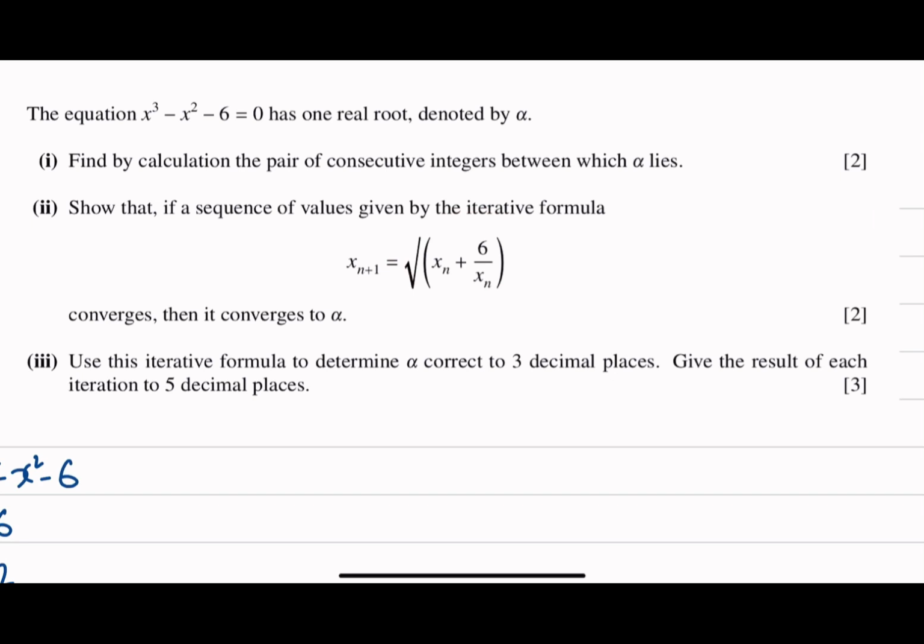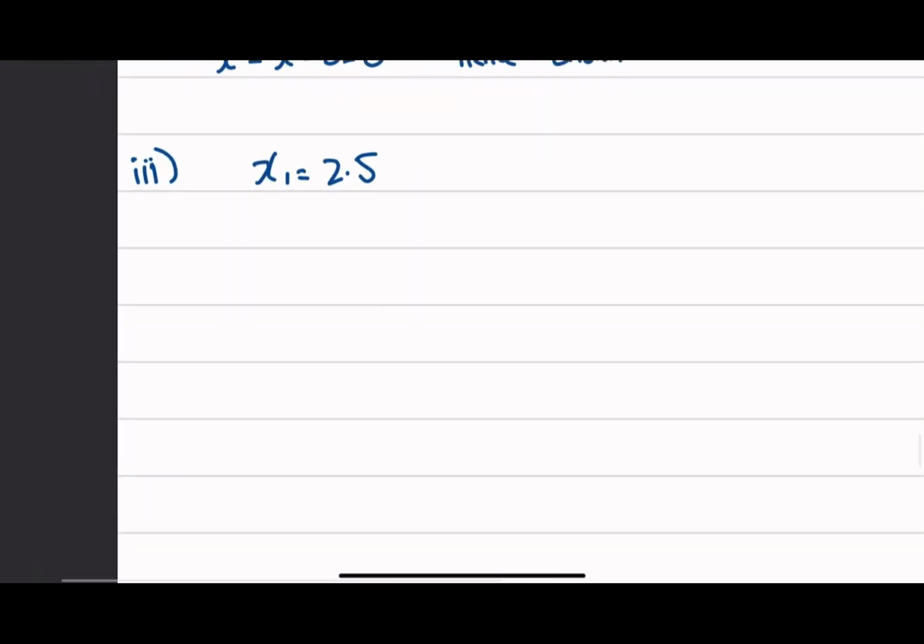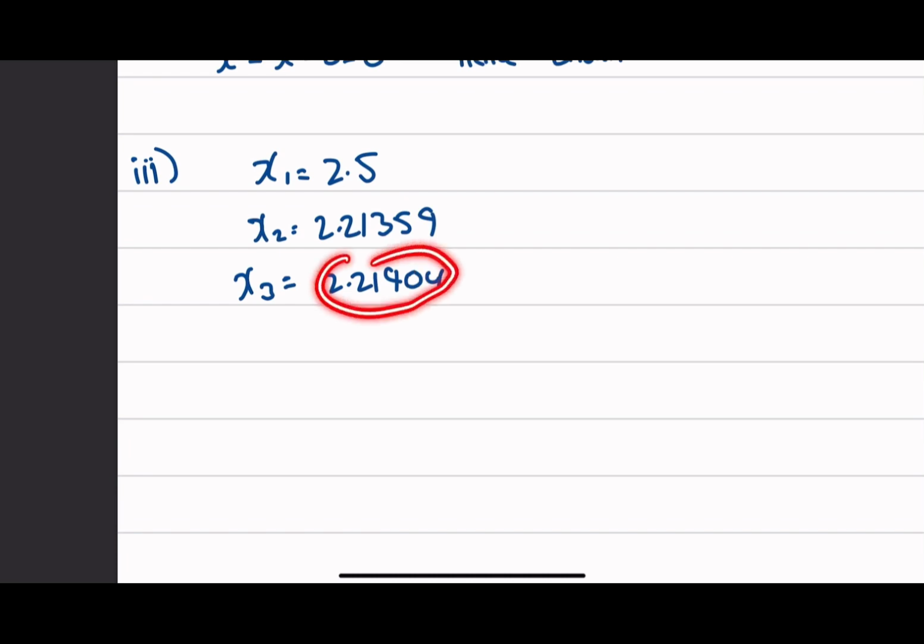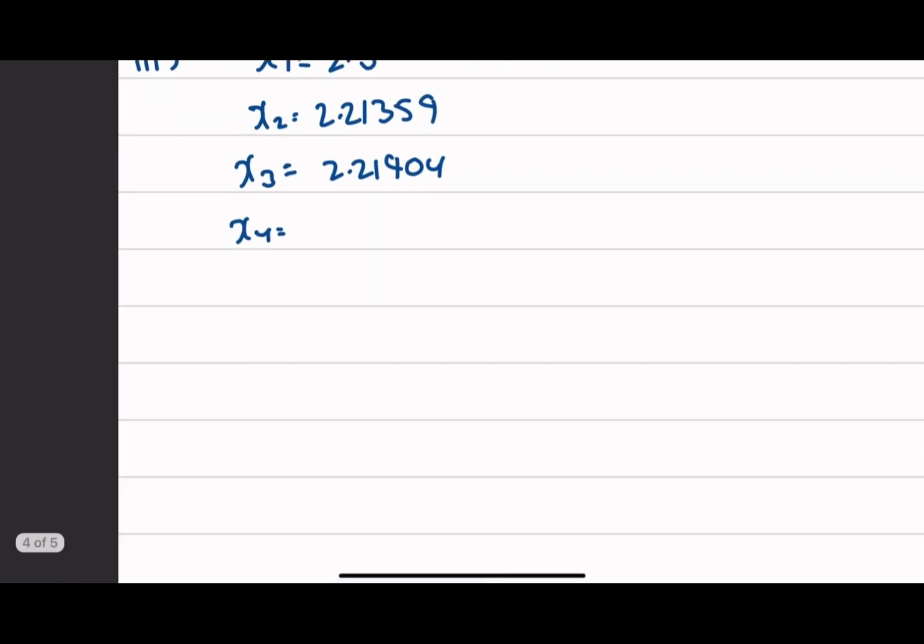So first you put 2.5 in, you'll get the second value of x as 2.21359. Then you put this back into the formula to get the third value of x, which is 2.21904, and you input this again so that the value you get is 2.21876.